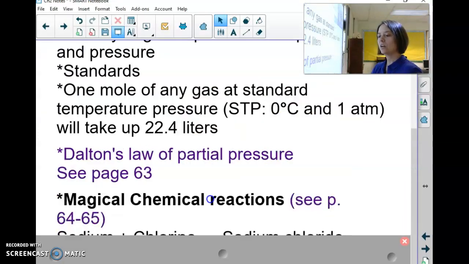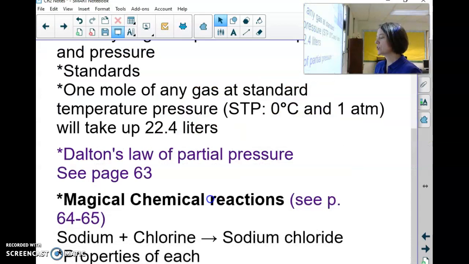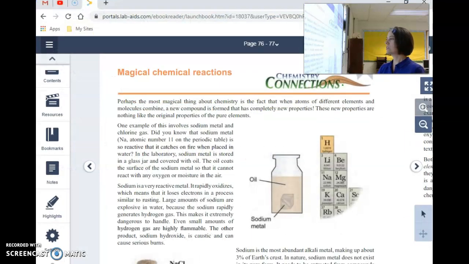The last thing we are going to talk about is magical chemical reactions found on pages 64 and 65. They're talking about the chemical reaction of sodium with chlorine to produce sodium chloride. We're going to have a class discussion about that, and I would like you to be able to tell me the properties of sodium, the properties of chlorine, and the properties of sodium chloride. So please write the black stuff down in your notes, and let's just quickly look at this.